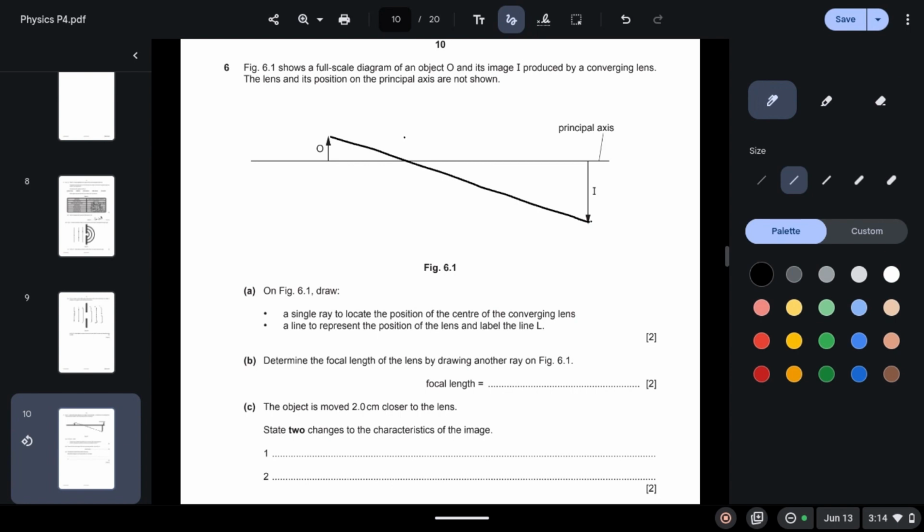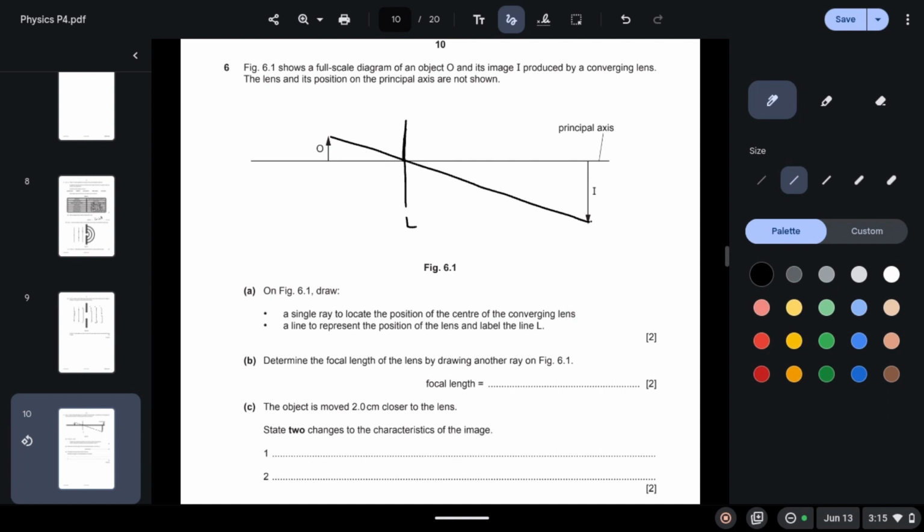So it means that at this point, here your converging lens exists. This is your converging lens. And draw a line to represent the position of the lens and label the line L. So this is L. Determine the focal length of the lens by drawing another ray.